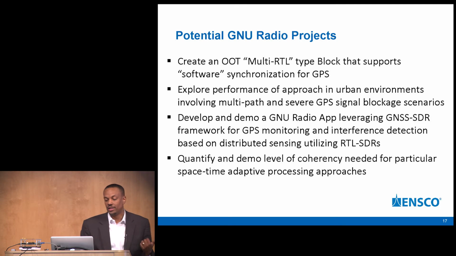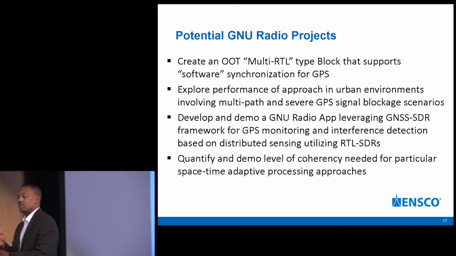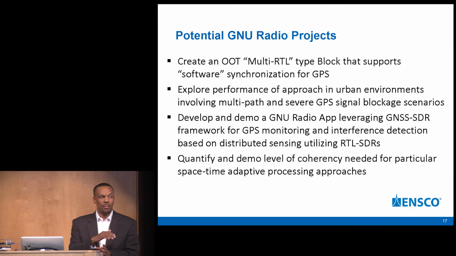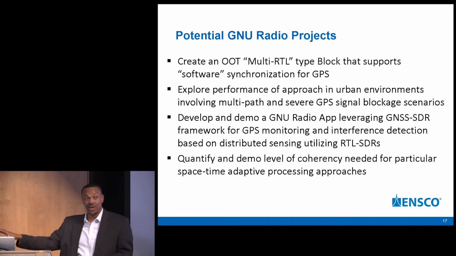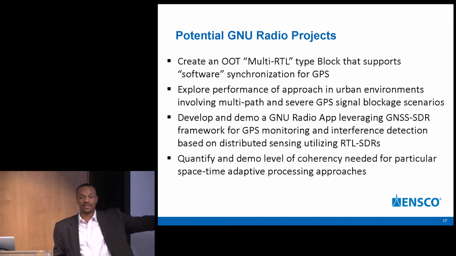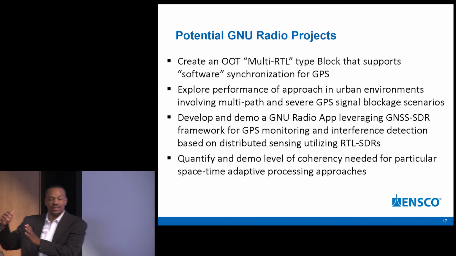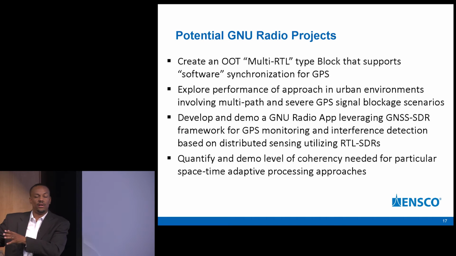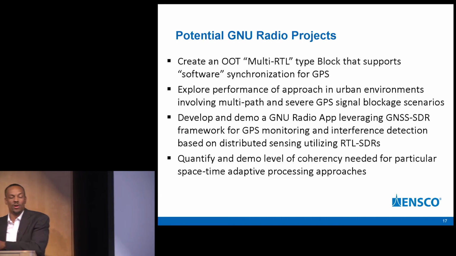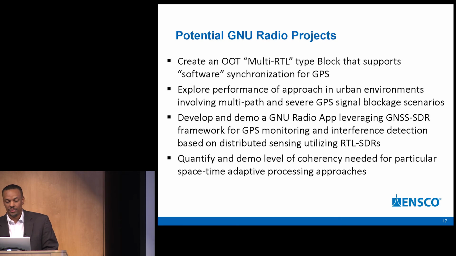And then quantify and demo the level of coherency. Notice I haven't been able to get to the level of saying how well I have to be in terms of coherency to determine my ability to actually do the stat processing that I want to do. So that's where I want to go. I want to be able to show stat processing with a coherent set of receivers, and stat processing that's not coherent. How well can I get there based on the level of sophistication associated with the hardware, with just software processing? That's sort of where I'm trying to go.